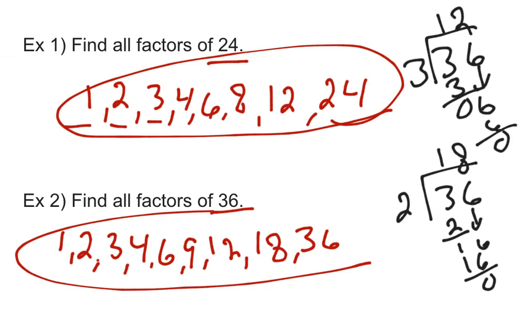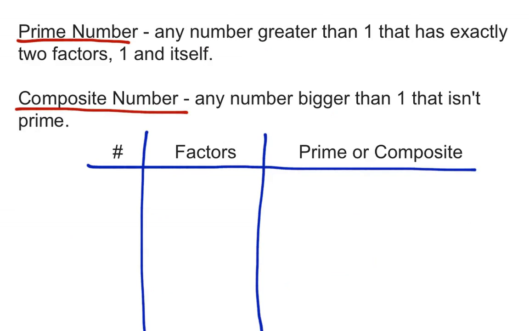So there are all of your answers, and of course we do want to write them in order from least to greatest. The method that I'm showing you shows you a way of doing it least to greatest. Now that I know what factors are, we can get into talking about a couple of these other vocabulary words: prime numbers and composite numbers.